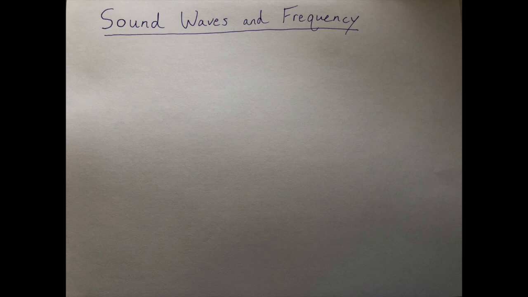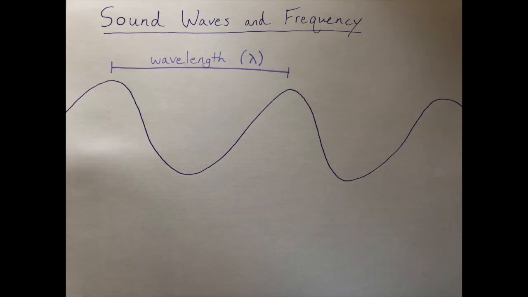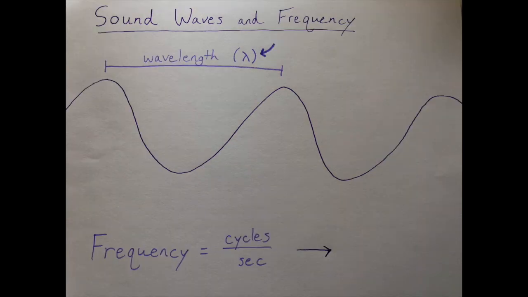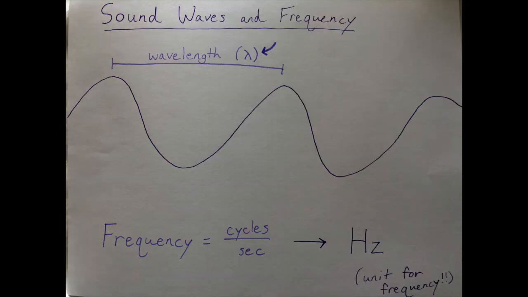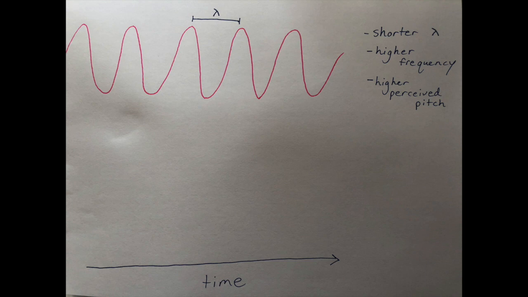A sound is caused by the vibration of air molecules, and it travels in a wave-like manner. The length of one cycle of a sound wave is known as its wavelength, and it's represented with the lambda symbol. Frequency is the number of cycles that occur per second in a sound wave, and frequency is measured in units called hertz. Higher pitched sounds have a higher frequency, which means a shorter wavelength and more cycles per second.